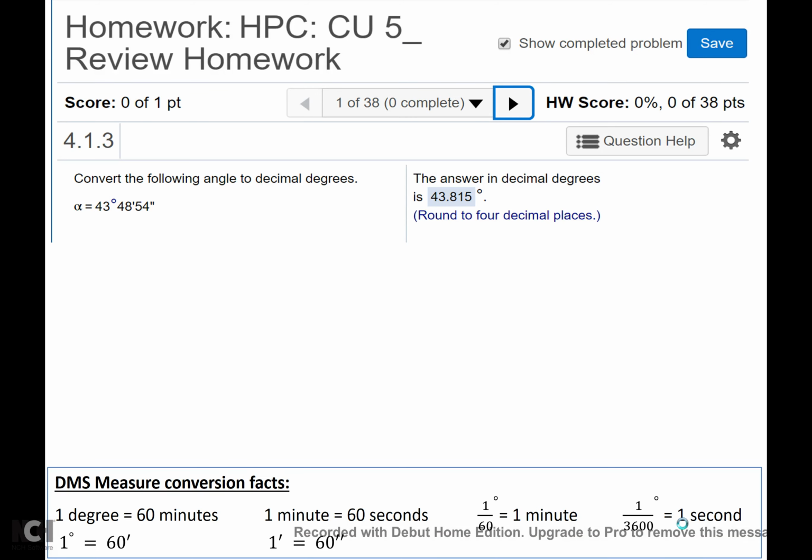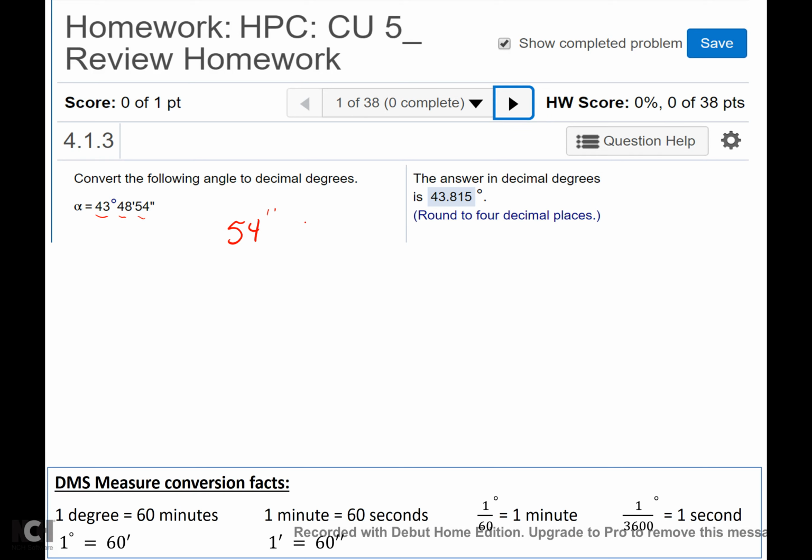We're going to get ready for your conceptual unit 5 test. Number 1, convert the following angle to decimal degrees. So we have to take 43 degrees, 48 minutes, 54 seconds.